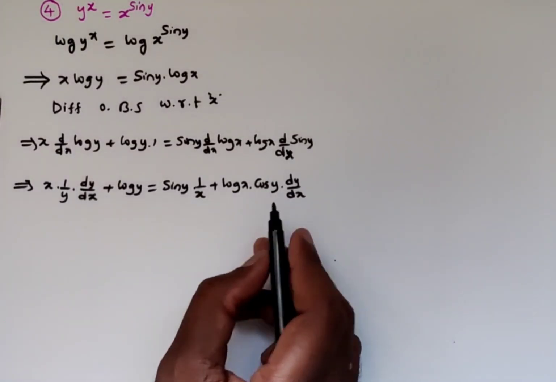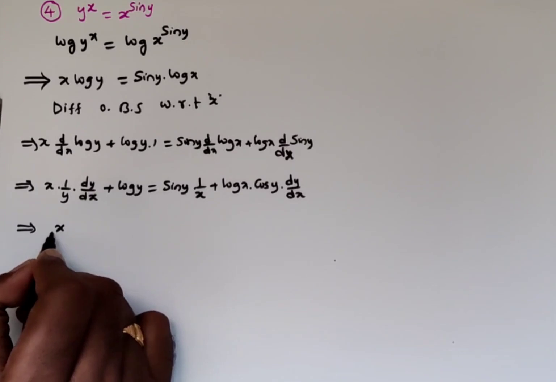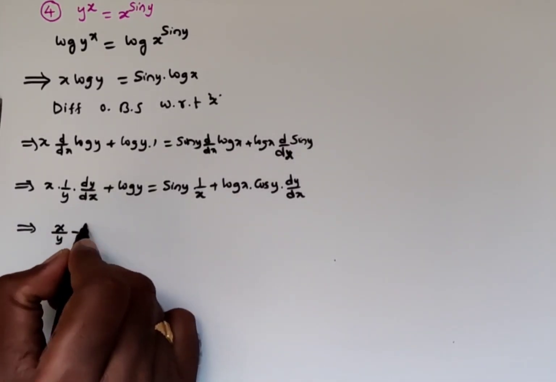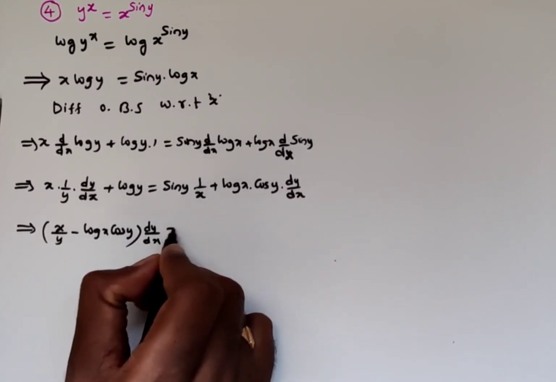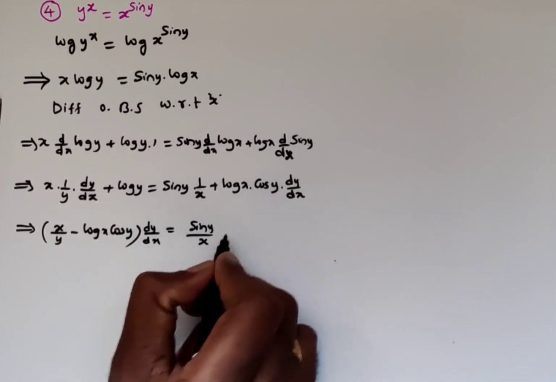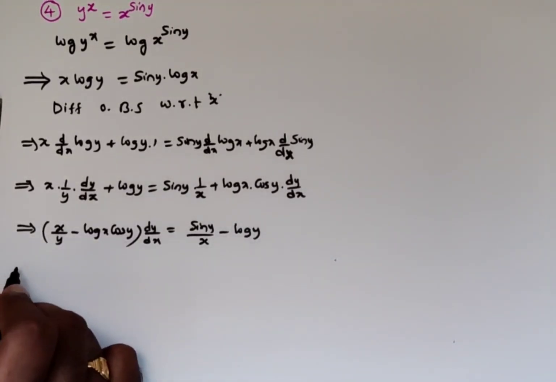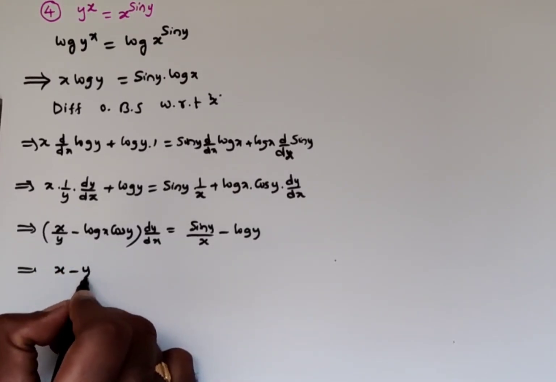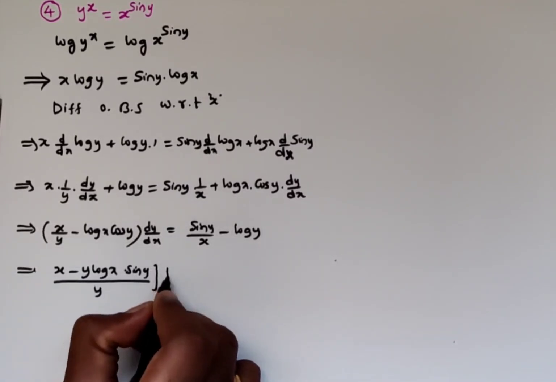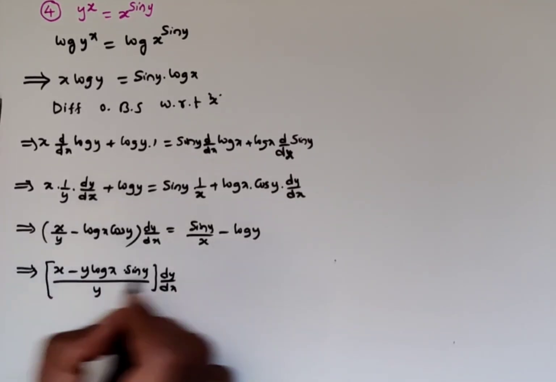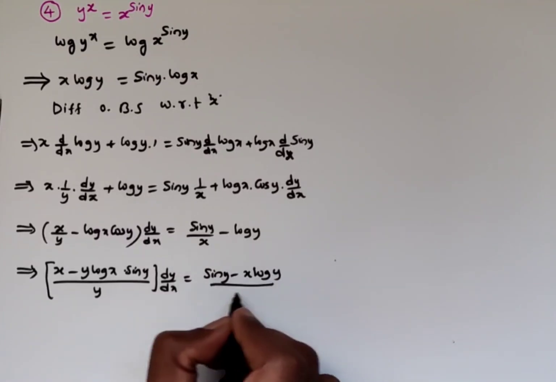Now separate dy by dx terms. Here dy by dx is there and here also dy by dx. So separate dy by dx terms. So here it is x by y and here log x into cos y. So minus log x into cos y, right, times dy by dx. Now this is sin y by x. Now without dy by dx, this is log y on the left hand side. Now simplify, here it is x minus y into log x into cos y by y into dy by dx. Here it is sin y minus x into log y divided by x.